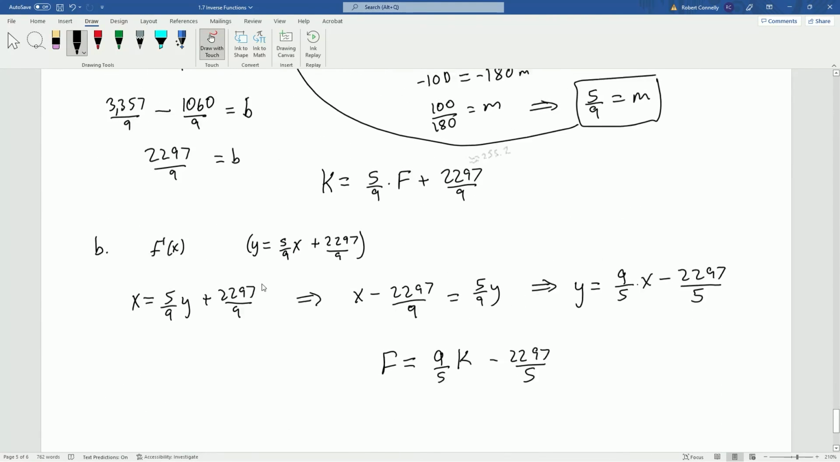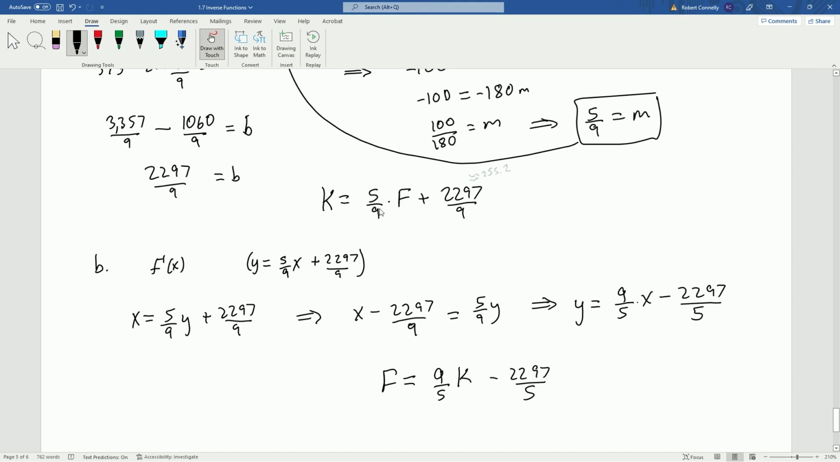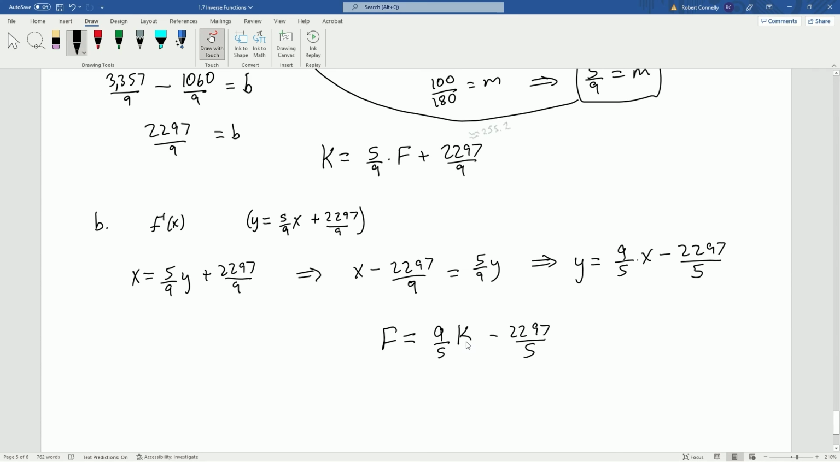What this means is that the original function allows me to convert from Fahrenheit into Kelvin. So if I'm starting with a Fahrenheit value, the function lets me convert this into Kelvin. The inverse function says, hey, if you're starting with the Kelvin value, plug it into here, and it'll give you the Fahrenheit value as an output. So hopefully that makes sense.